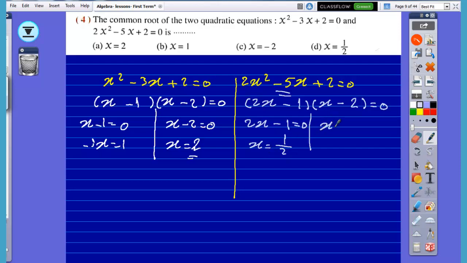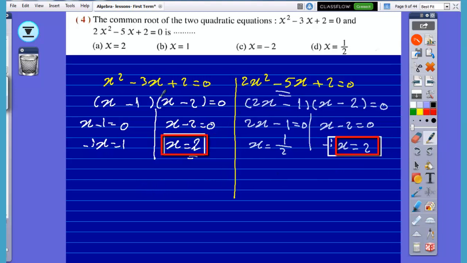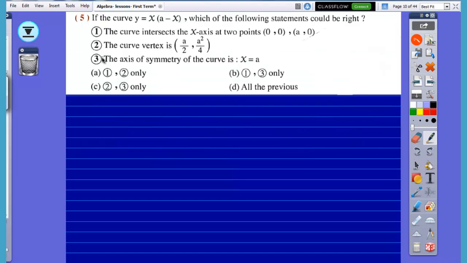Here x - 2 = 0, then x equals 2, and the common solution is x equals 2. So we will choose letter A. So the common root is 2. Okay. Next question, number 5.